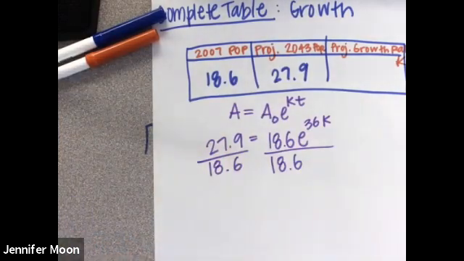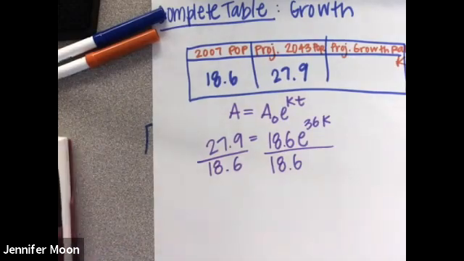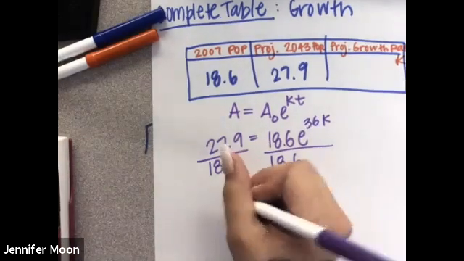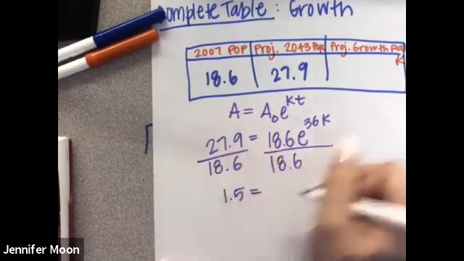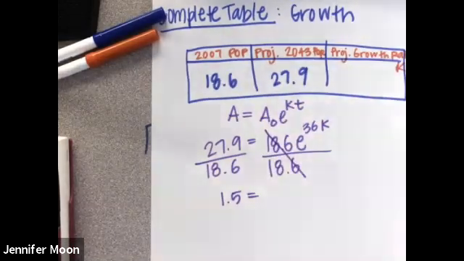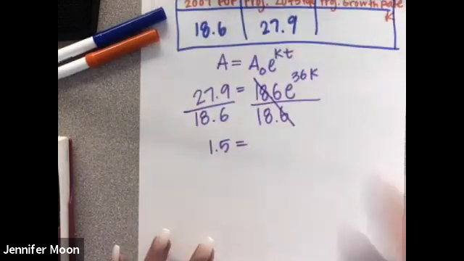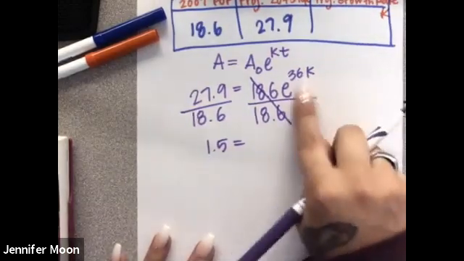And then y'all just use your calculator. 27.9 divided by 1.6. It should be like 1.5. Yeah. Okay, so what I get on the left-hand side is 1.5 equals, those canceled. That's why I did it. Now the only thing I have on the right-hand side is E to the 36K.